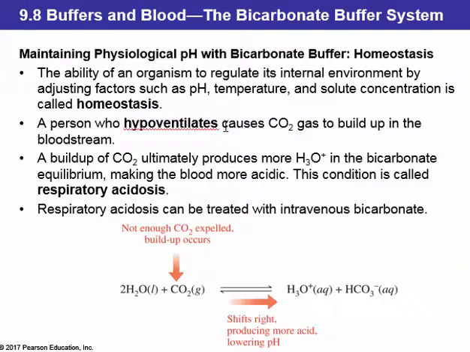If someone hypoventilates, that means that they are not allowing enough carbon dioxide to be expelled. Then the carbon dioxide builds up in their system, and the carbonic acid concentration increases, and that causes a shift to the right of this equilibrium. That causes an increase of the hydronium concentration, which of course causes the pH to lower, and that causes a condition known as respiratory acidosis. This can be treated with intravenous bicarbonate. If we add bicarbonate into the bloodstream, it will cause this equilibrium to shift back to the left.